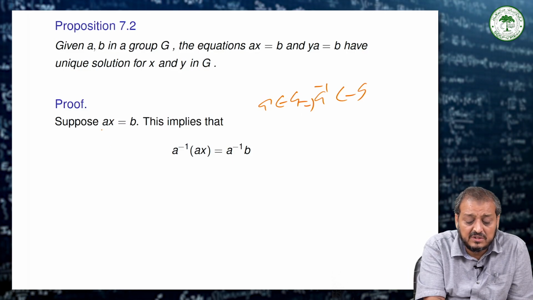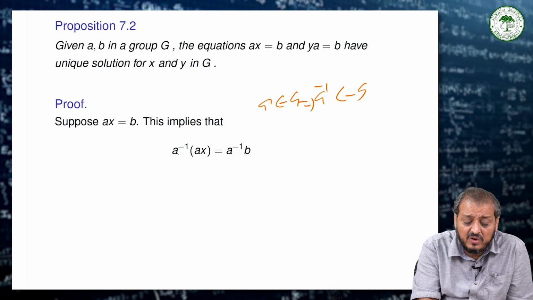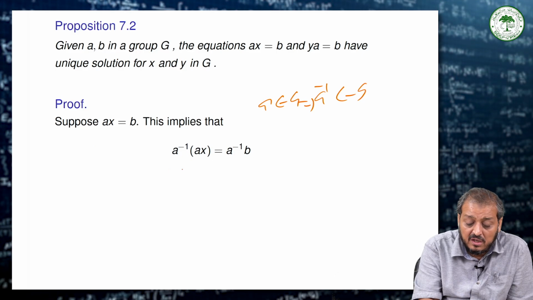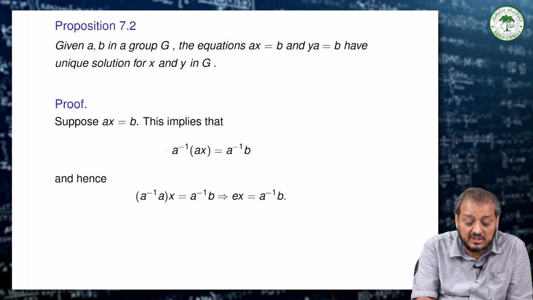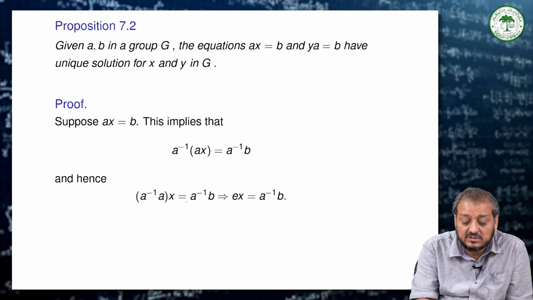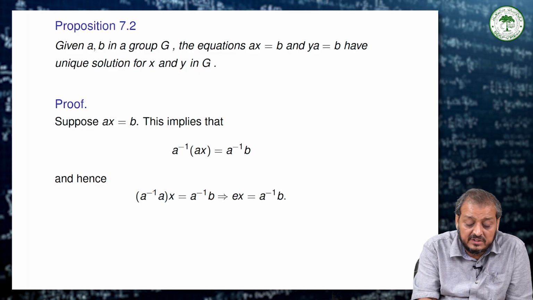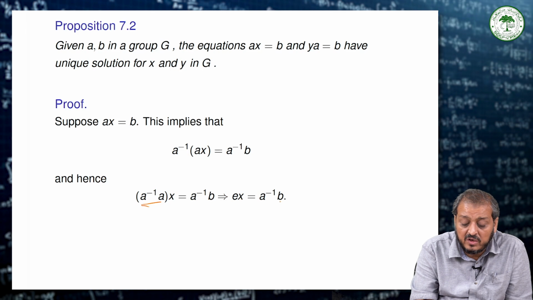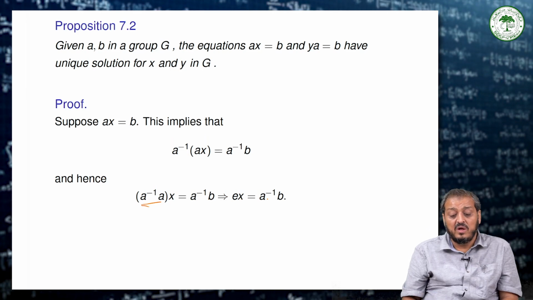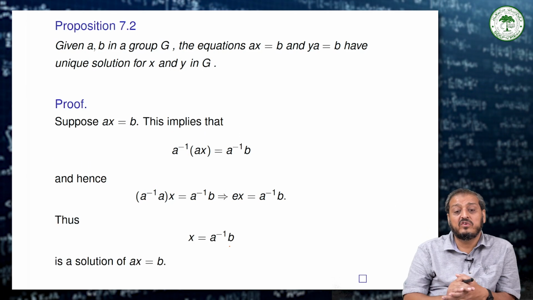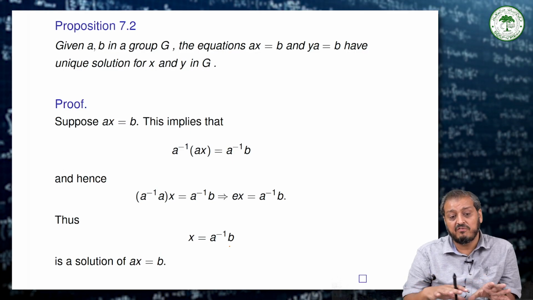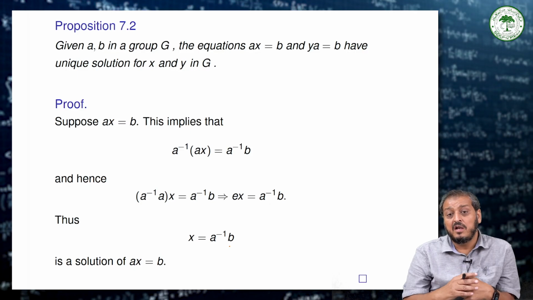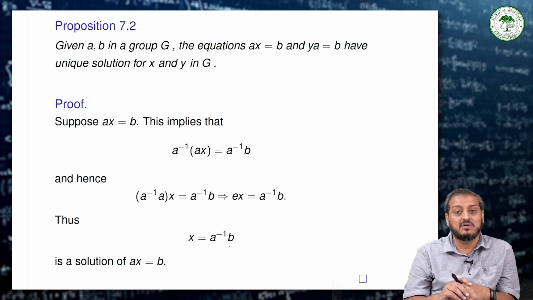We multiply it from the left side by A inverse. So A inverse Ax is equal to A inverse B, and now using the associativity condition, A inverse A gives the identity element. This implies that ex is equal to A inverse B, and ex is equal to x, so x is equal to A inverse B. Now we have to show that this solution of Ax equals B is a unique solution.